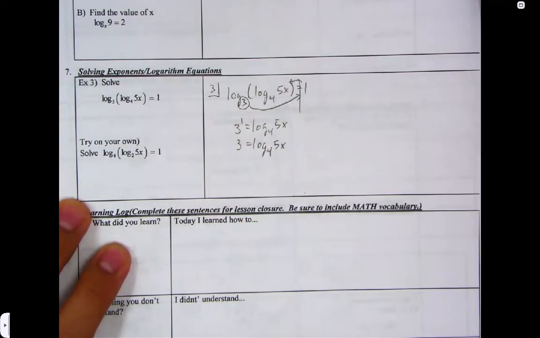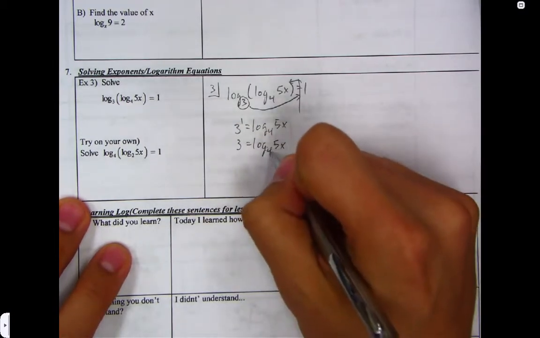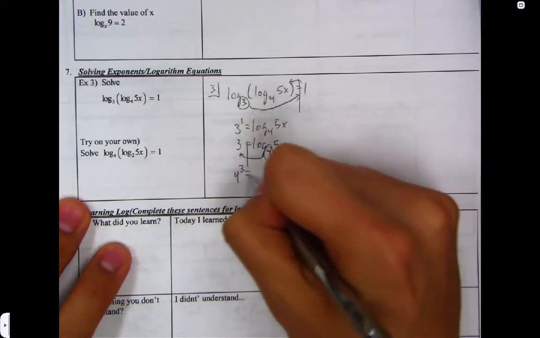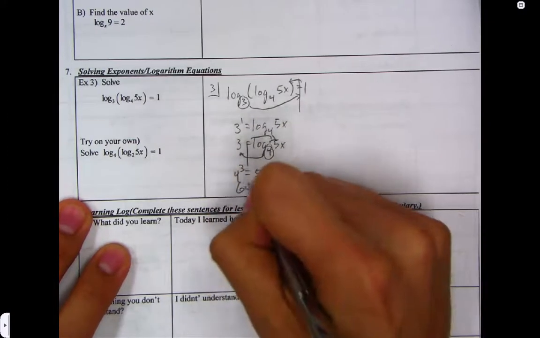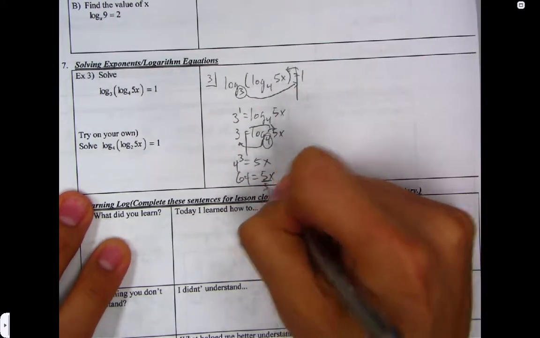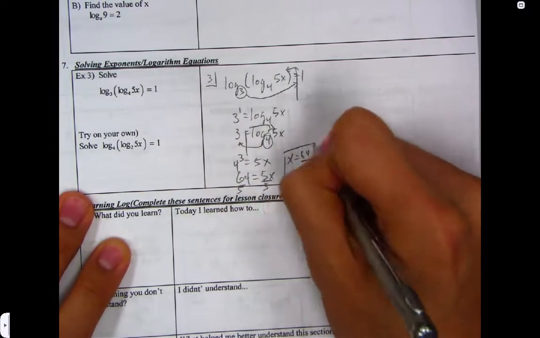Now it just becomes another log problem. It's still log, so I'm going to rewrite in exponential. 4 to the third equals 5x. 4 to the third is 64, equal to 5x. Just solve it like algebra 1. Divide by 5. x equals 64 over 5.